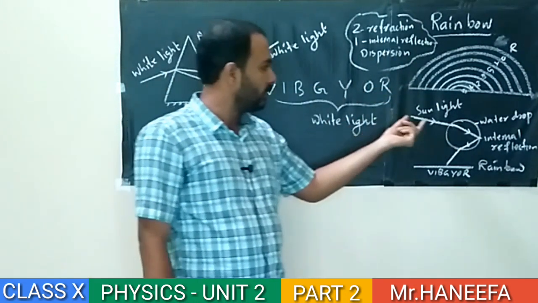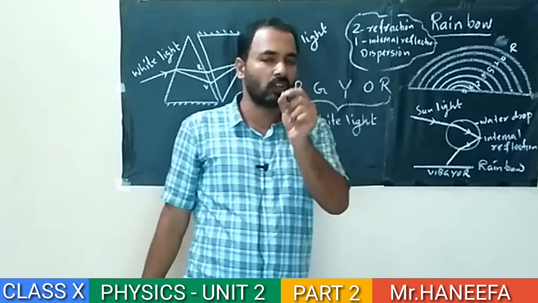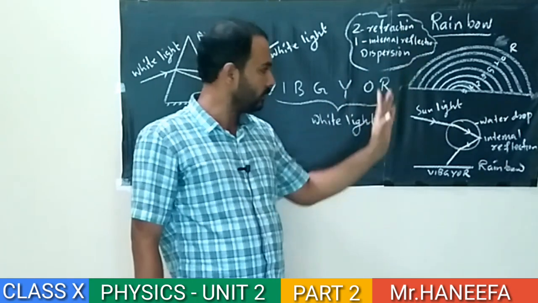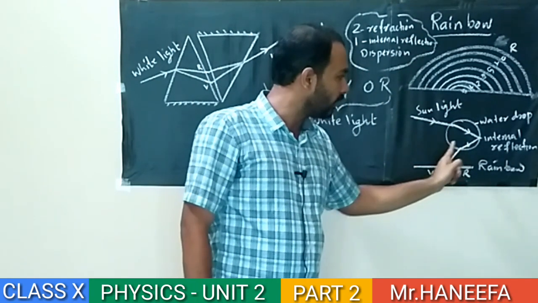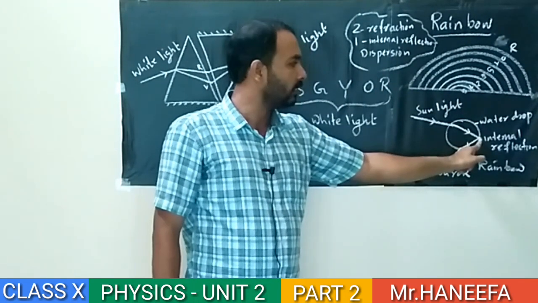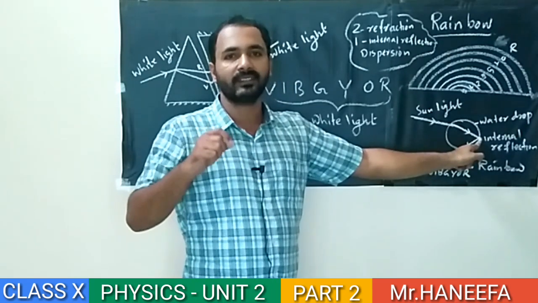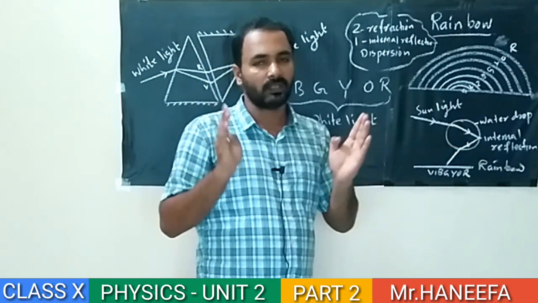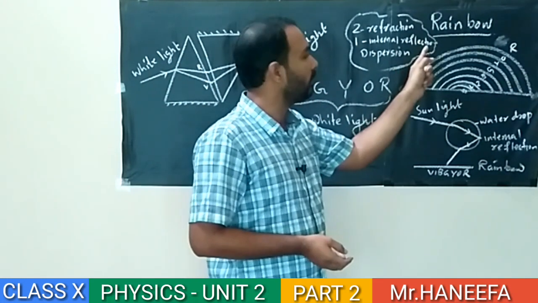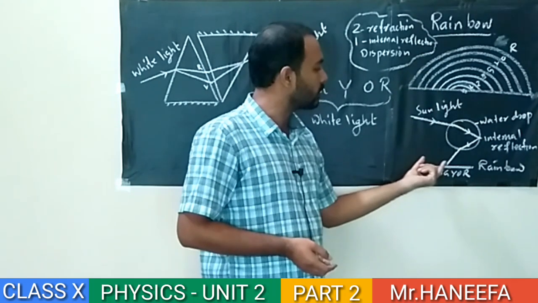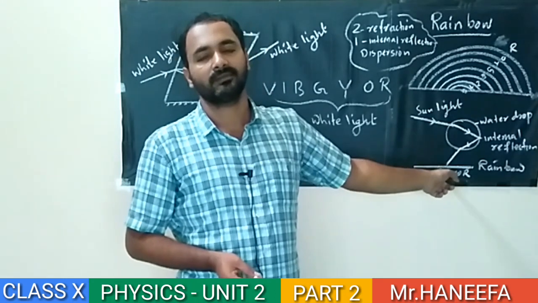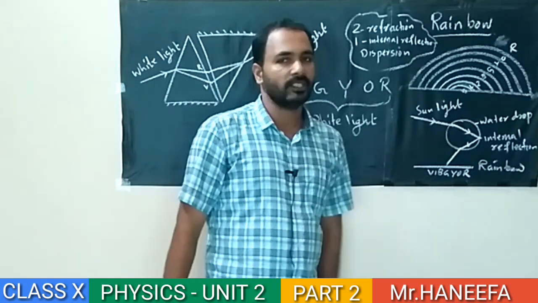So when sunlight falls on a water droplet, it undergoes two refractions. One is air to water and water to air is the second. Next, one internal reflection. Here this light ray is reflected internally. Reflection that takes place inside the water drop is called internal reflection. Then it undergoes dispersion, thus it is split into 7 colors. This is the formation of rainbow.